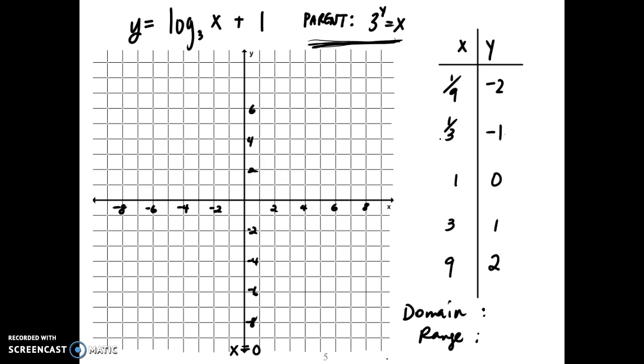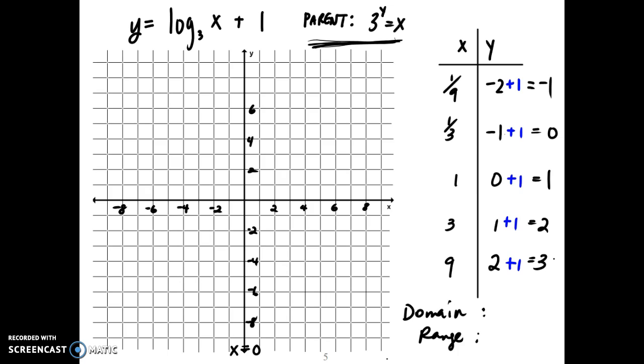And so because we're shifting this graph up 1 unit, I need to add 1 to every y value. And so I represent that in my table, and I evaluate it. So now I have -1, 0, 1, 2, and 3. And that is the table for this function that has been shifted up 1 unit.